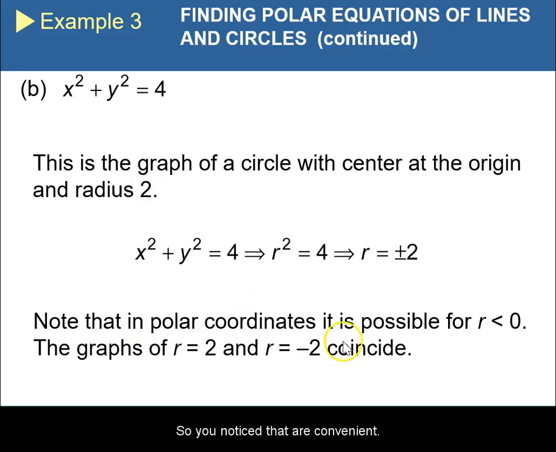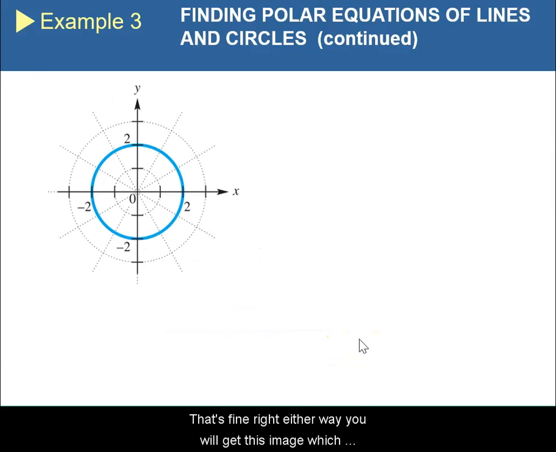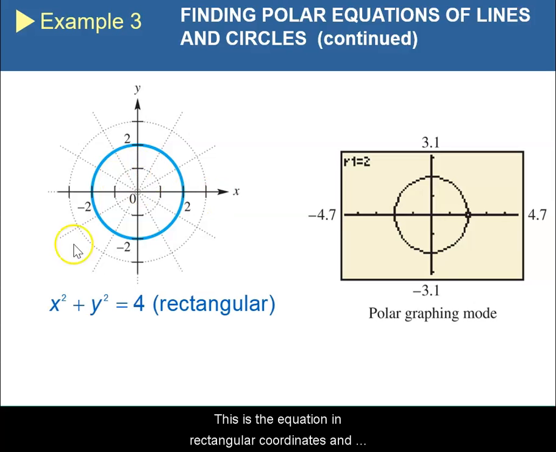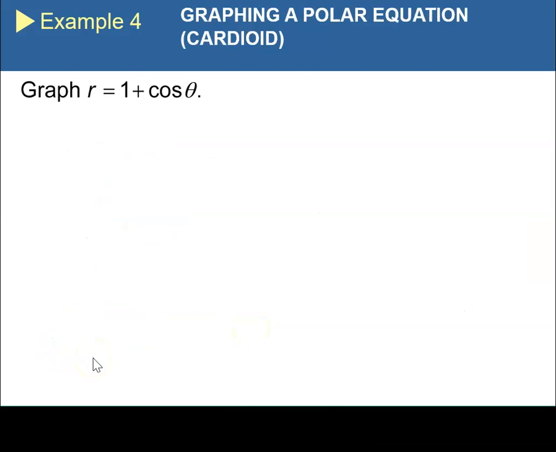So again, notice that r can be negative, and that's fine, right? Either way, you will get this image, which is actually what we graphed when I did it. So this is the equation in rectangular coordinates, and that's the equation in polar. So now we can do what's called a cardioid.